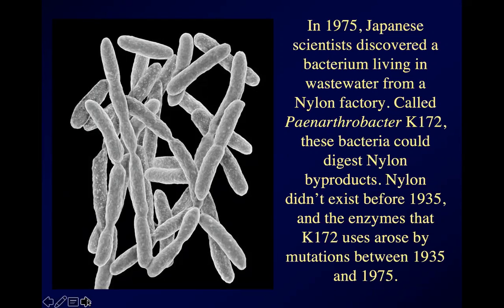And there was a factory in Japan making nylon that had a pond out back where they kept waste water, which contained a lot of the chemical byproducts from the manufacture of nylon. In 1975, Japanese scientists discovered a bacterium living in that wastewater pond. It hasn't been given a proper species name. It's called Pinarthrobacter K172. And what's cool about these bacteria is they can digest the byproducts of nylon. They can eat nylon waste products. And here's the kicker: nylon didn't exist before 1935.